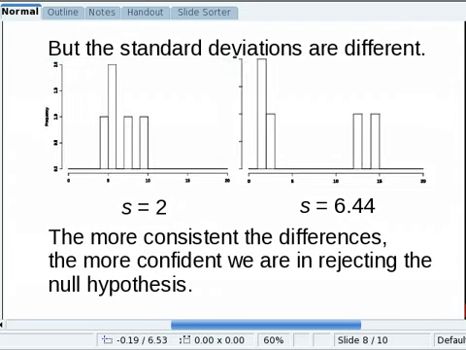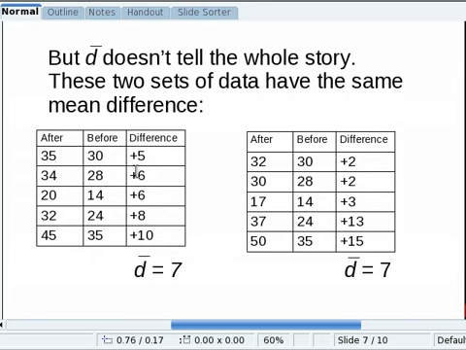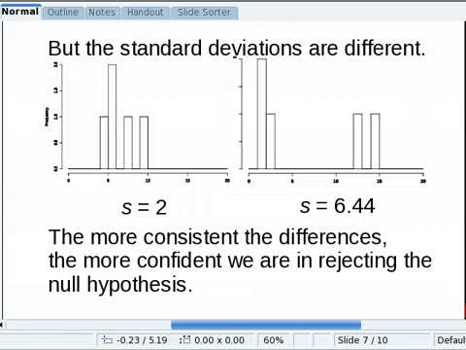In the first case, this first set of data, the differences are pretty tightly clustered among one another. In the second, they're all over the map. They're fairly widely spread out. In general, the more consistent these differences are that we get, the more confident we are in rejecting the null hypothesis because the t-statistic is going to get bigger. In this case, we have consistent improvement, and here there's improvement either very little or a whole bunch. There's pretty much nothing in the middle, nothing in between.